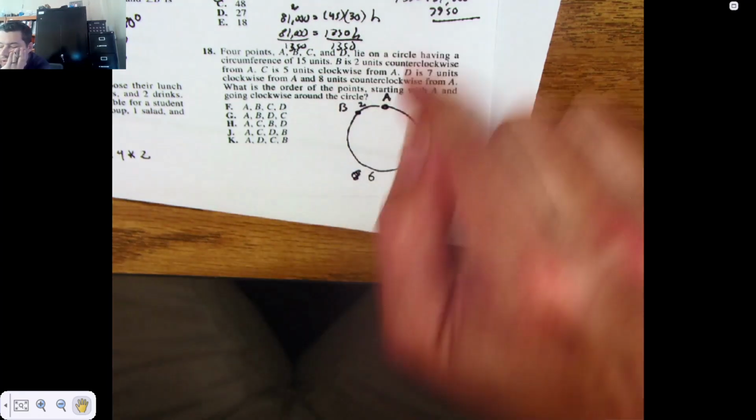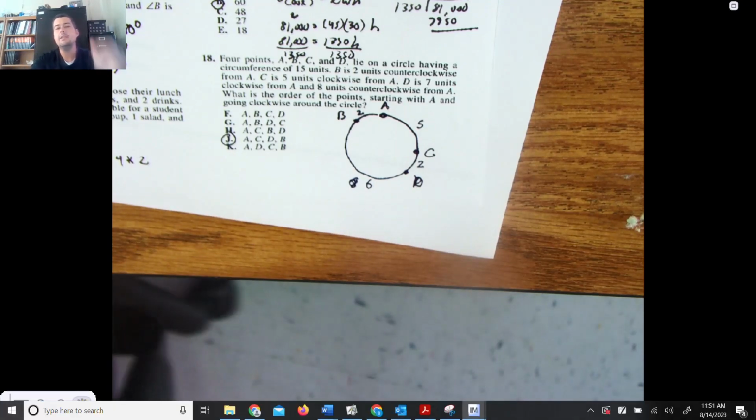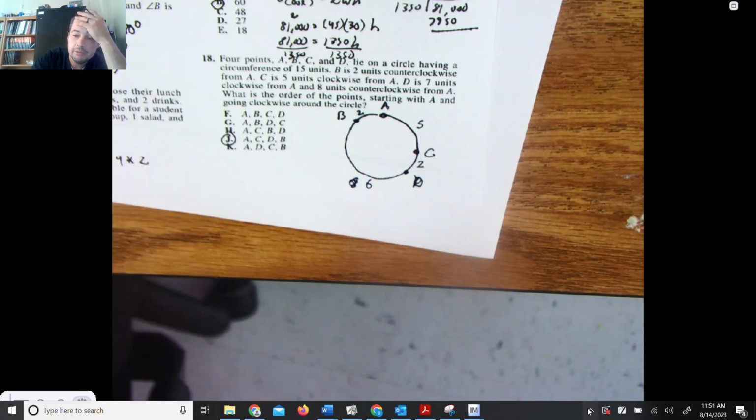There's my diagram. What is the order of the points starting with A and going clockwise around the circle? Well, there you go. ACDB, because they want it clockwise. ACDB. It's choice J. So that is number 10 on the ACT, and I will stop this video and do another one.